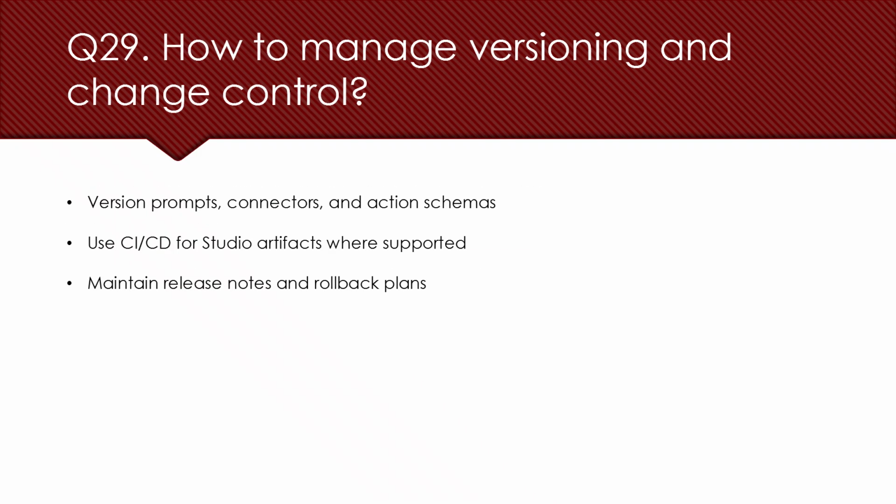Question number 29. How to manage versioning and change control. Okay, this is very important. How will you manage the versioning inside the agent? As our agent evolves, the versioning of prompts, connector schemas, and plugin logic is very important. So we have to consider prompt versioning, connector versioning, and action schemas as well. We can implement CI/CD for Studio artifacts where supported. If it is supported, we can also run that.